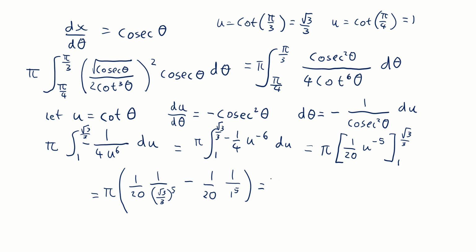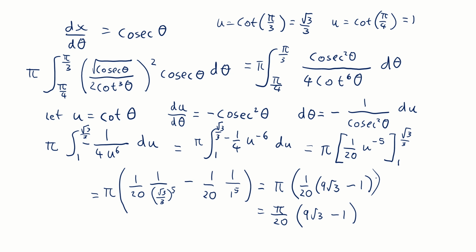Root 3 over 3 to the power of 5 would be 9 root 3 over 243, but then we're doing 1 over it. So basically, it's just going to end up becoming 9 root 3. So therefore, we've got 1 over 20 lots of 9 root 3. And then we've got the 1 over 1 to the power of 5, which of course is just 1, and we've got 1 over 20 lots of that as well. So I guess I could factorize it. Basically, the final answer is pi over 20 lots of 9 root 3 minus 1. And there you go. That is the final answer, and that is the end of our second example.